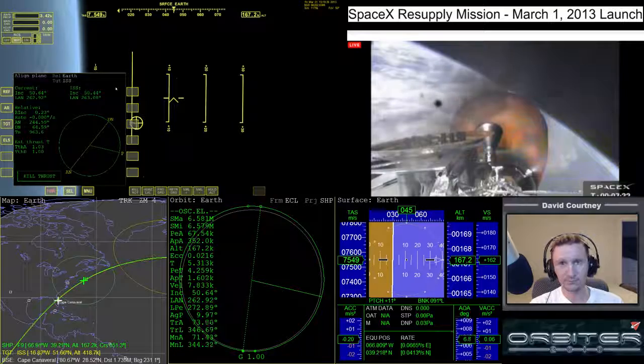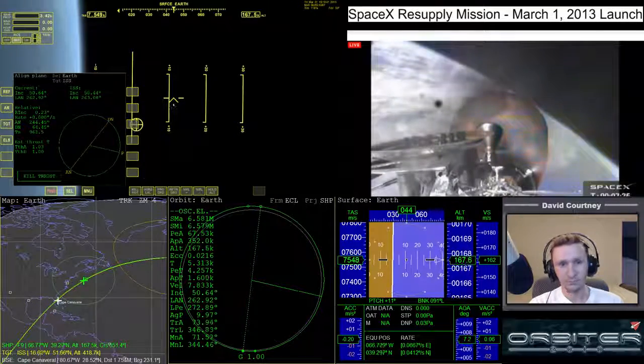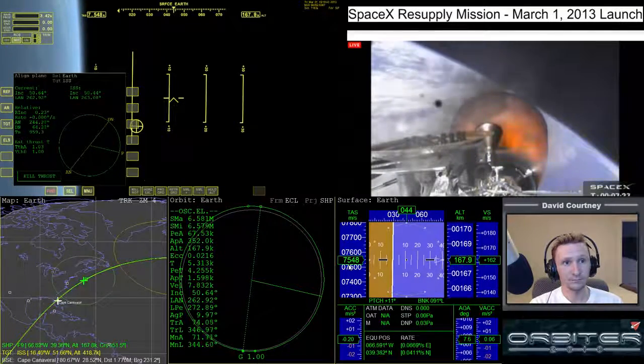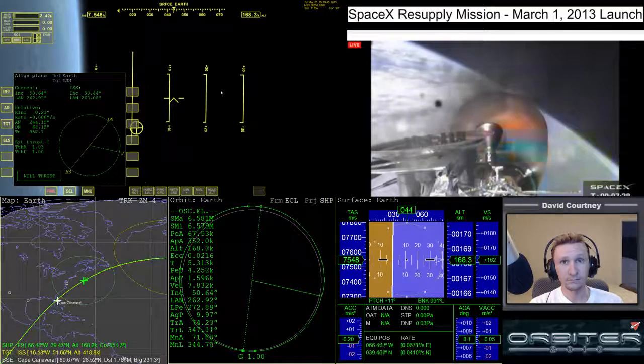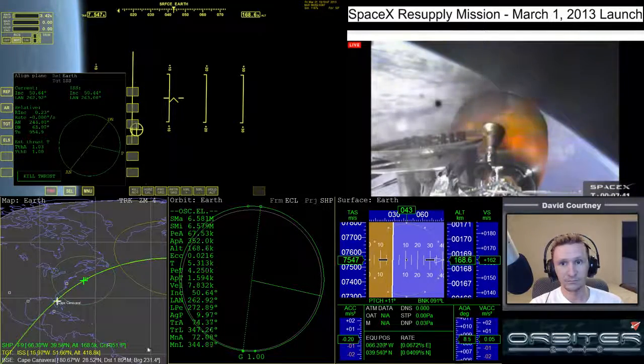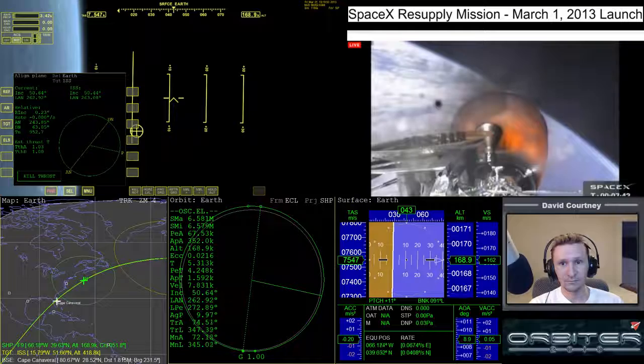Vehicle remains on a nominal trajectory. Vehicle is 210 kilometers in altitude, velocity of 5.6 kilometers per second, and downrange distance of 1,080 kilometers. IMU and GPS look good.